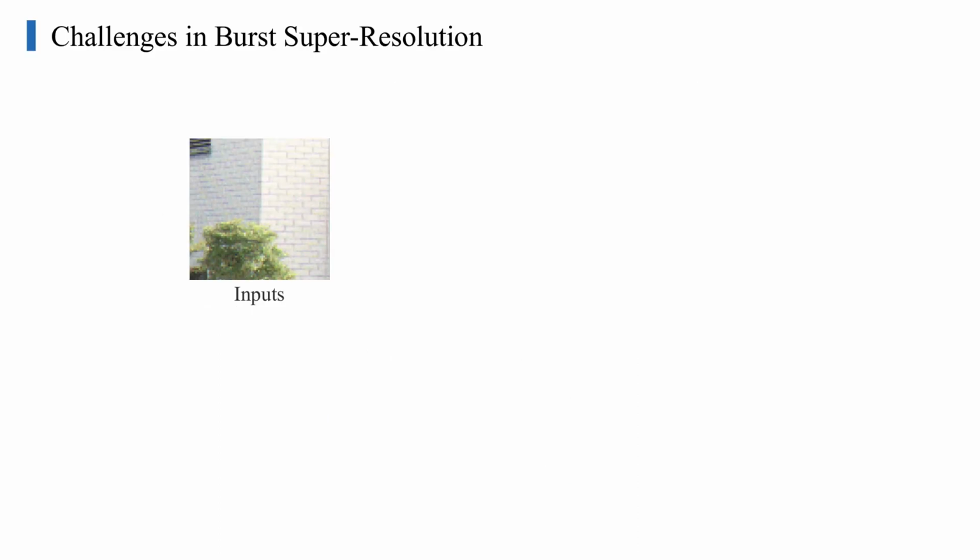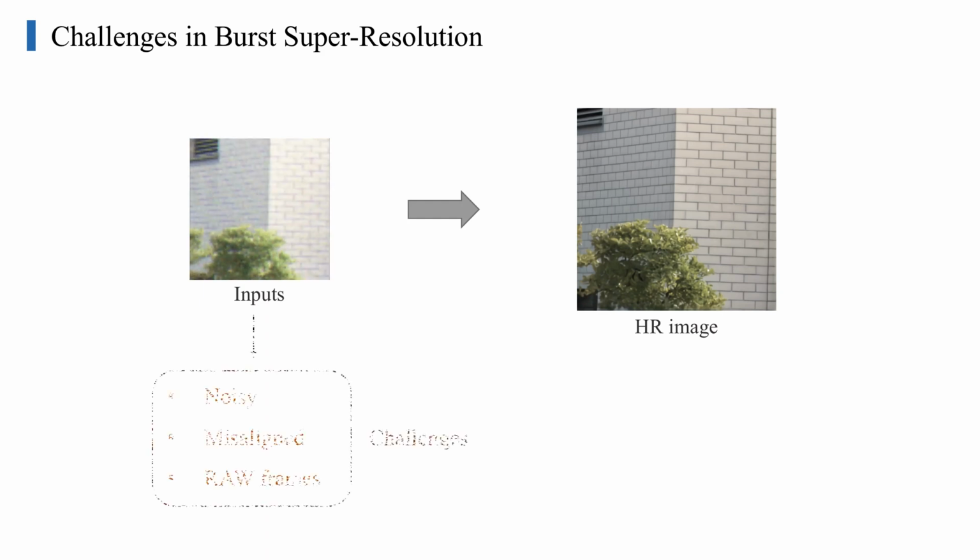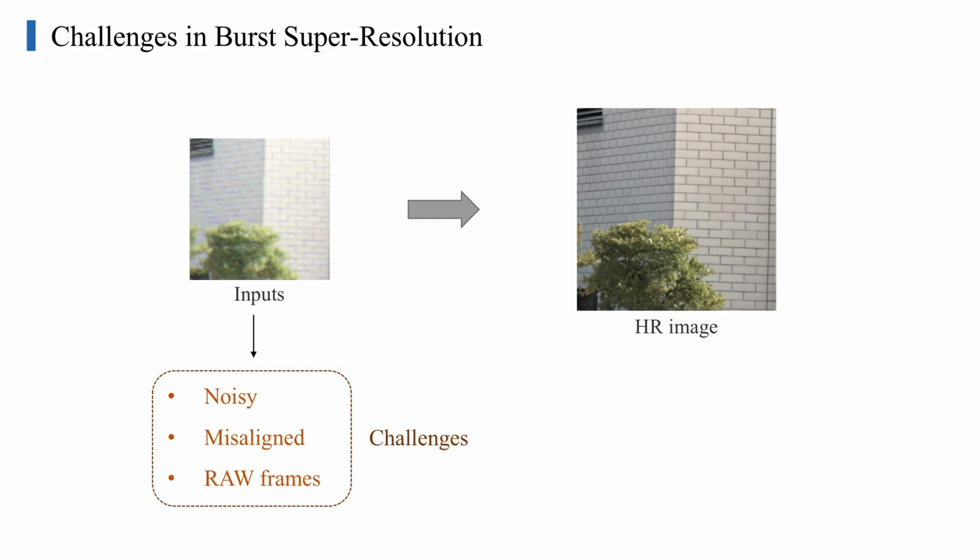The goal of burst super resolution is to recover a high-quality image from a set of low-quality images. Using multiple frames could alleviate the ill-posed property of super resolution, but there are also several challenges in the burst SR task. For example, the inputs are usually noisy, misaligned, and captured in raw format, which can hardly be solved by common networks, making the restoration process difficult.